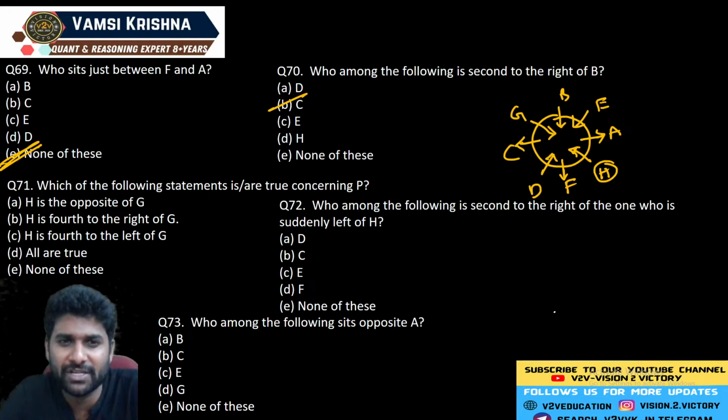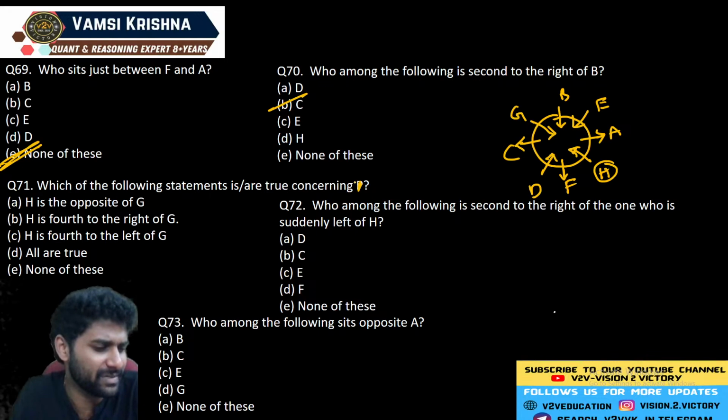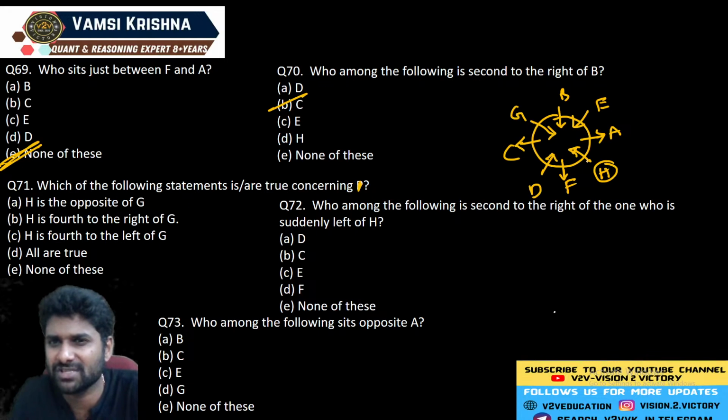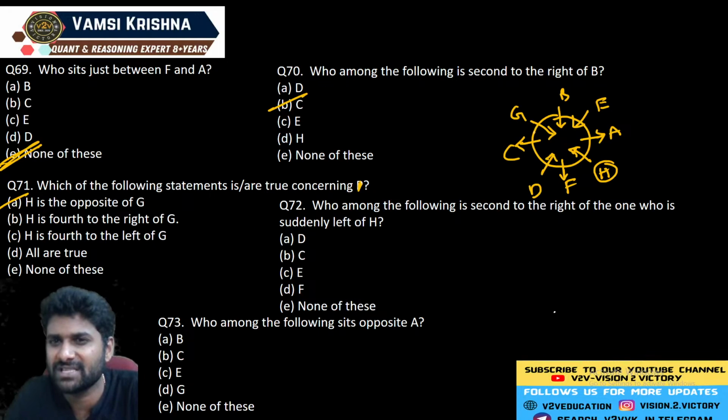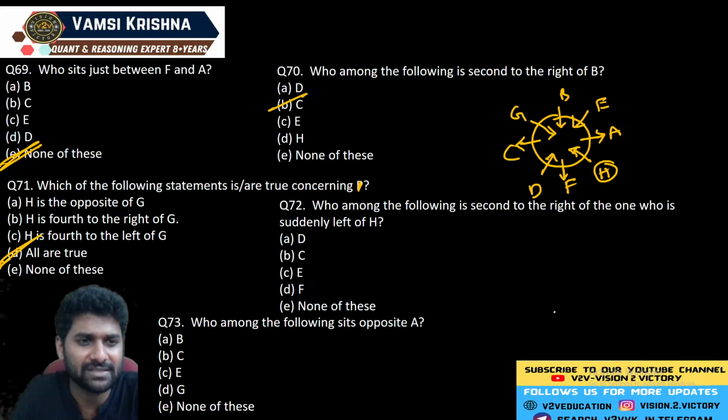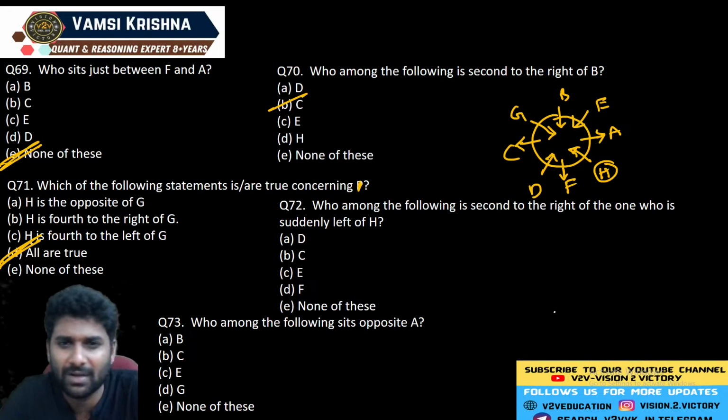Which of the following statements is true concerning P? Sorry, there is a mistake in that. H is opposite to Z. It's not P. Which of the following statements is true? Just identify that. H is opposite to Z. Yes, that's right. H is fourth right of G. First right, second right, third right, fourth right. The second one is also right. H is fourth left of G. Fourth left of G, right. All are true, guys. All statements are true.